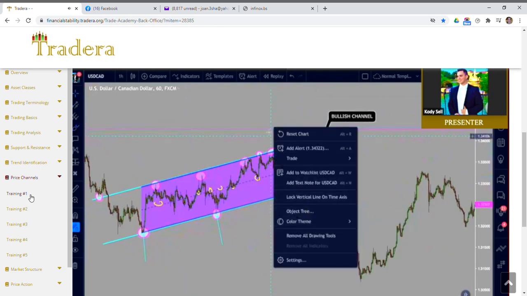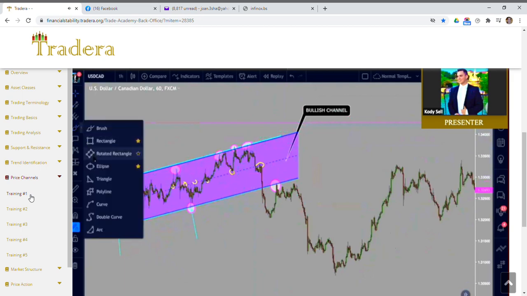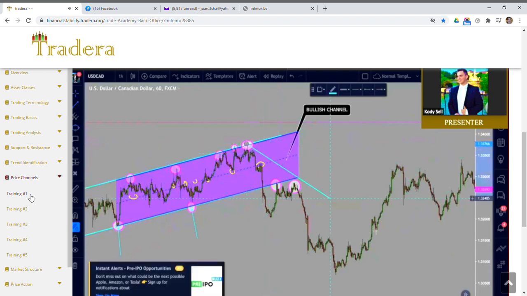And let's look at another example here. So we're going to look at a bearish channel now. So we've got this peak up here, right? And we've got this peak right here. And then let's connect it with a trend line like so.